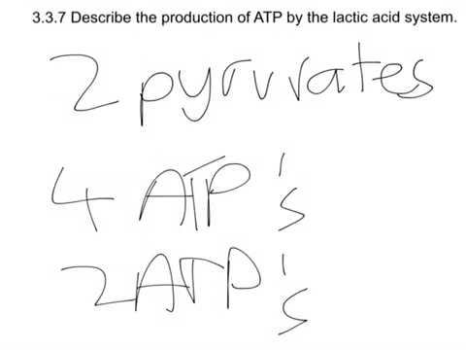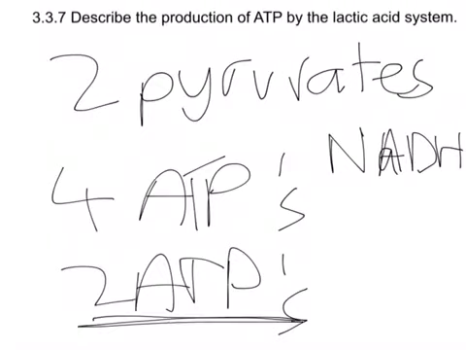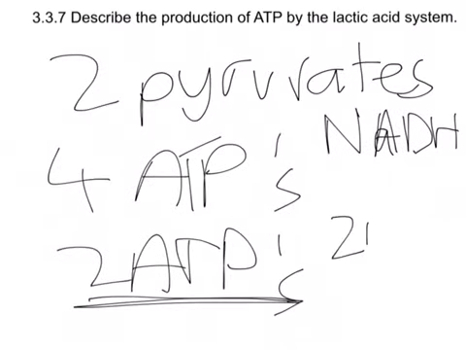If these pyruvates don't have any oxygen or aren't oxygenated, then they are converted into lactic acid or NADH. This occurs in the cytoplasm of the cell and results in 2 ATPs being formed, as well as 2 lactic acids or 2 NADH molecules.